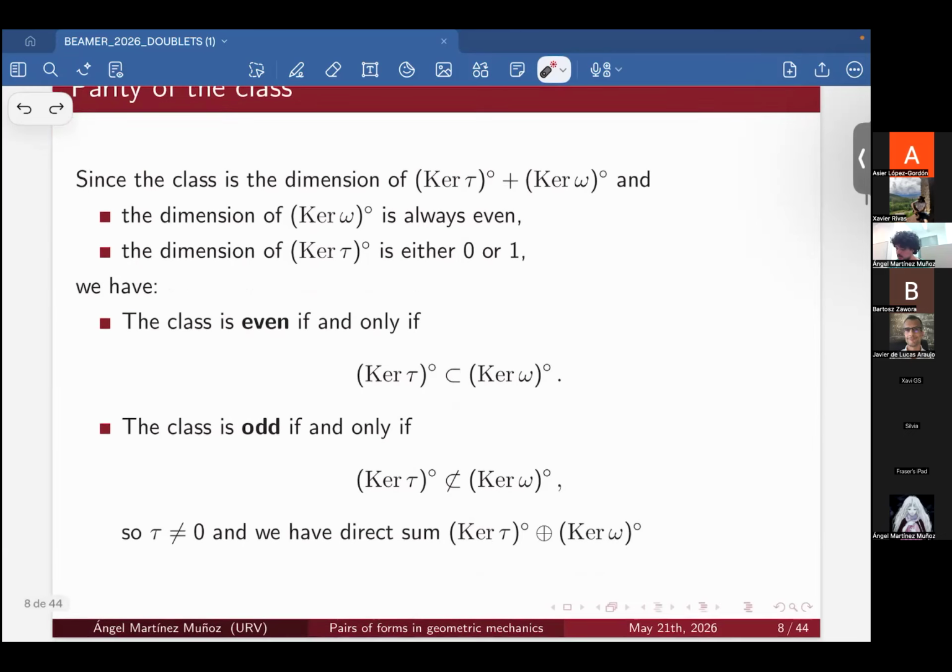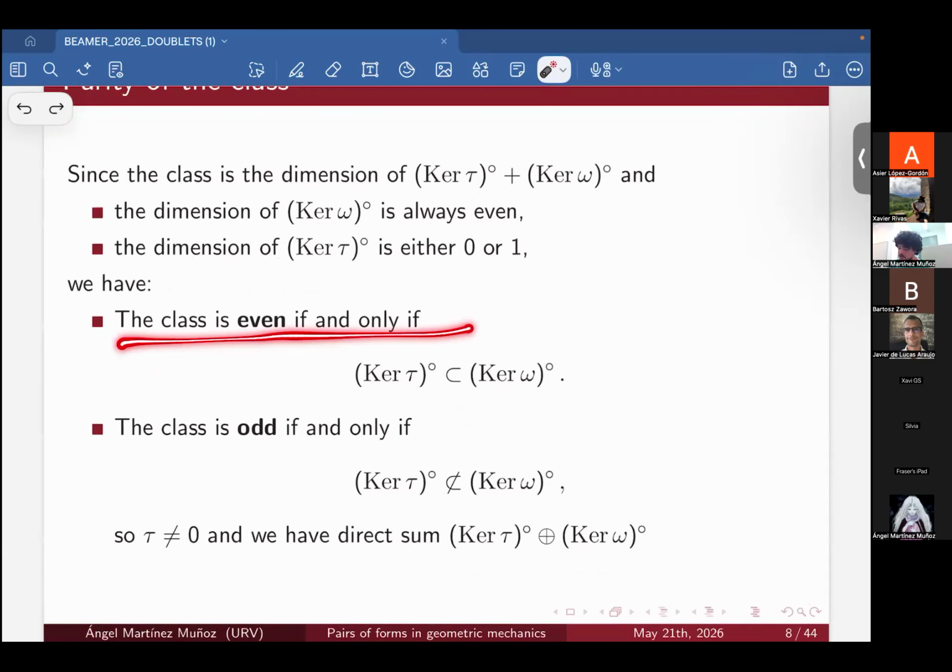So what this tells us is that if we have even class, then we need this sum to not be direct, right? The annihilator of the kernel of tau is not giving you new directions. It's inside the kernel of omega. It's the only way that the class will be even. And the only way that the class will be odd is if this sum is a direct sum, which is equivalent to this condition here. So in this way, we have this classification of the two cases.